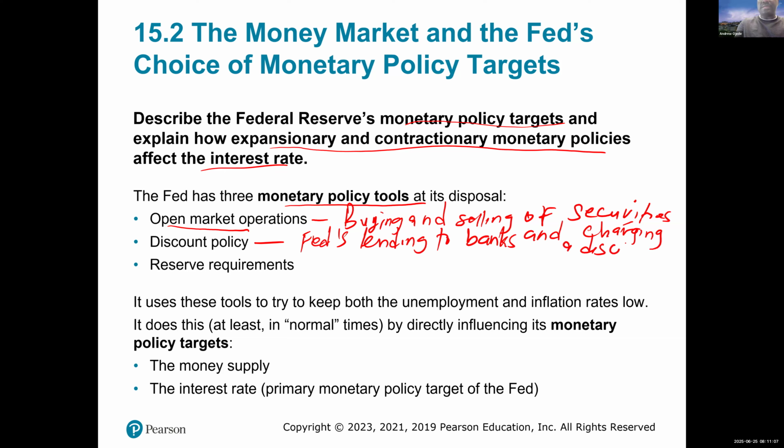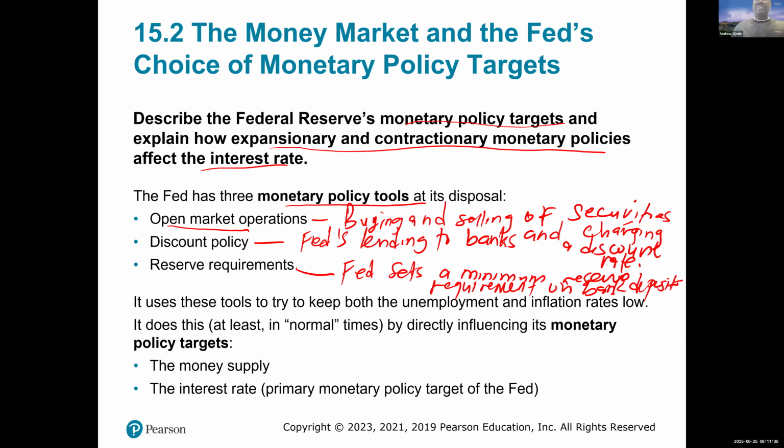So the discount rate is the interest rate that the Federal Reserve will charge banks when banks borrow money from the Fed. And then, of course, this one is what we call the reserve requirement. The Fed sets a minimum reserve requirement on bank deposits.